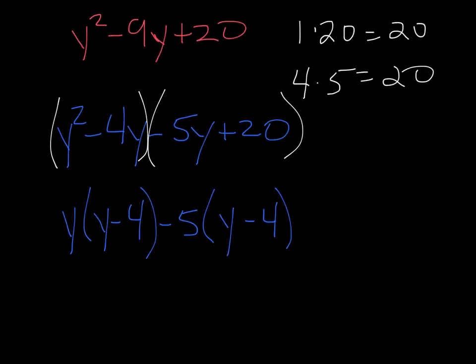Now we're just going to take the y minus 4 out of both terms, and we're left with y minus 5. Again, if we FOILed this and simplified, we better get what we started with.